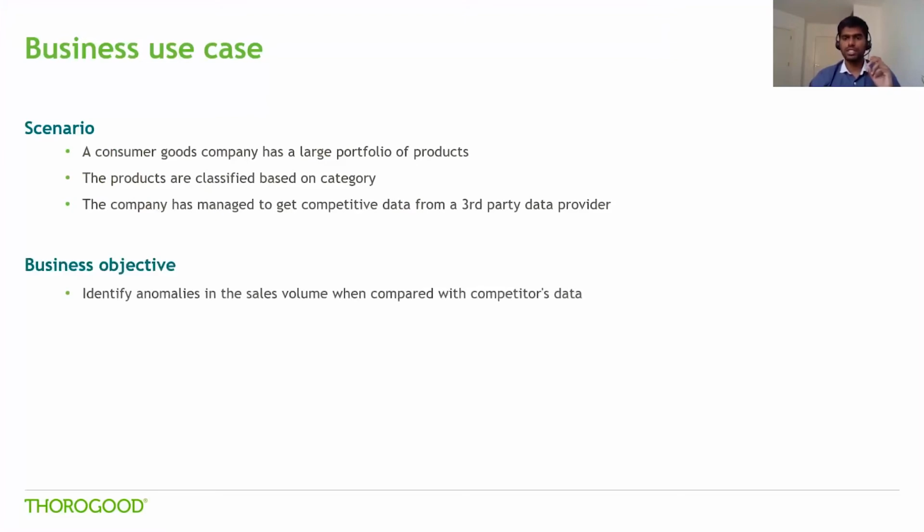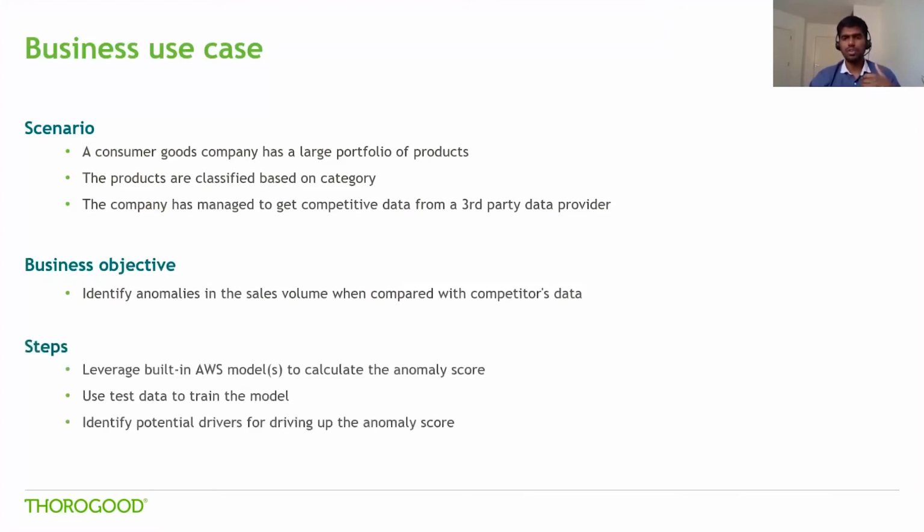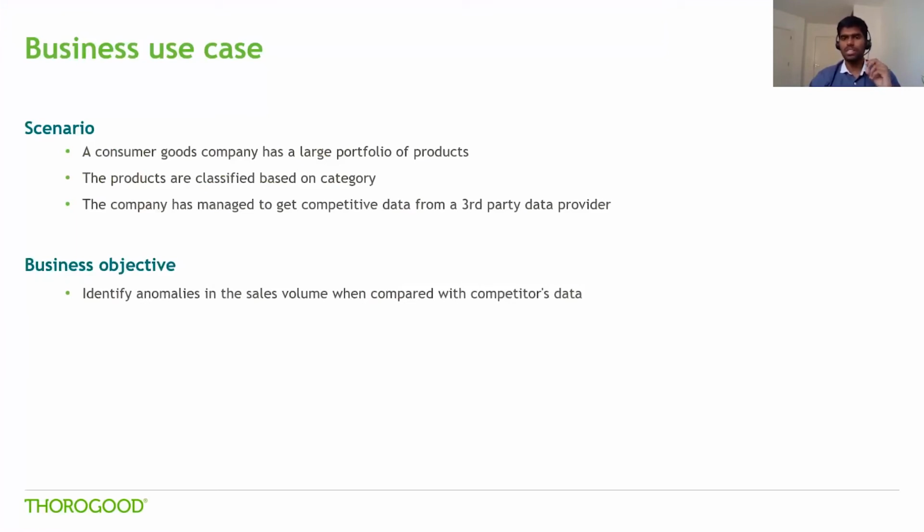Now, the business objective is to identify anomalies in the sales volume within the data set so that appropriate actions can be taken if there are any. So before we move on, what is an anomaly and what is not an anomaly. So let's look into it quickly.